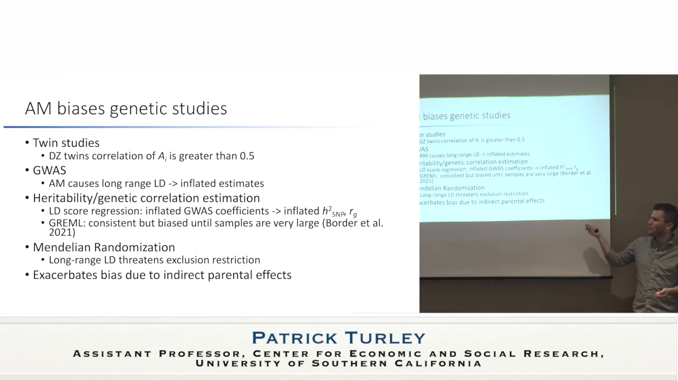And this is the point we were making before. Assortative mating and indirect parental effects interact in really complicated, messy ways. I think that just your intuition should be that it exacerbates these kinds of biases that you're seeing. So all of the biases that we talked about with indirect parental effects, you should just think they're worse if there's also assortative mating in the sample.